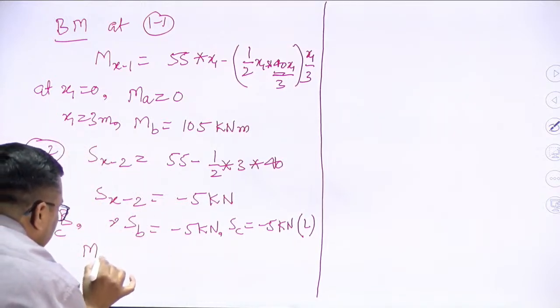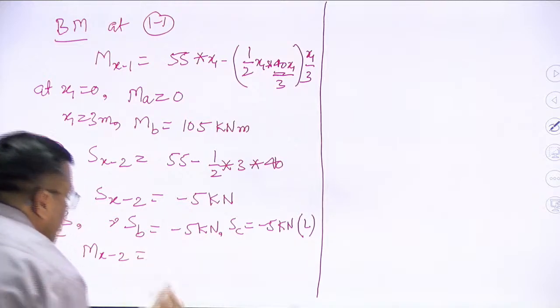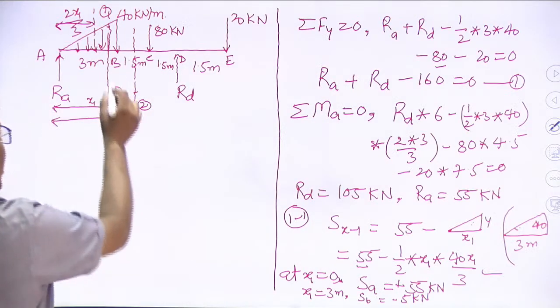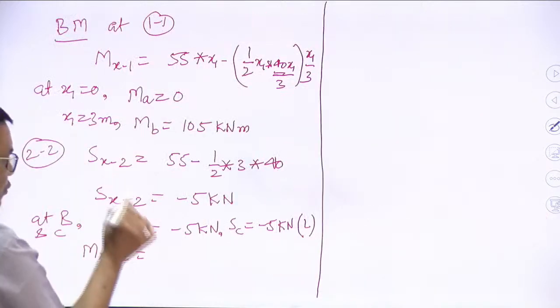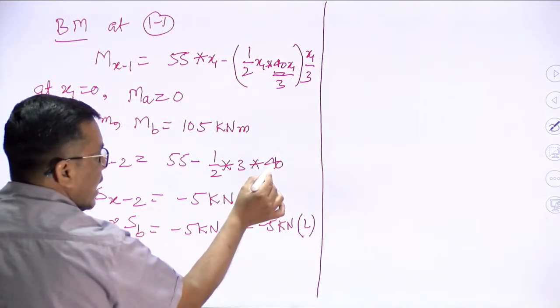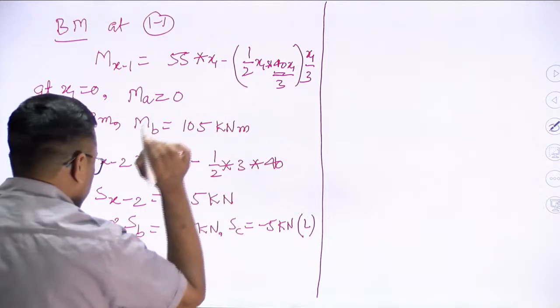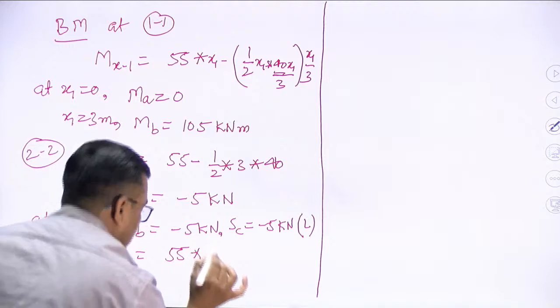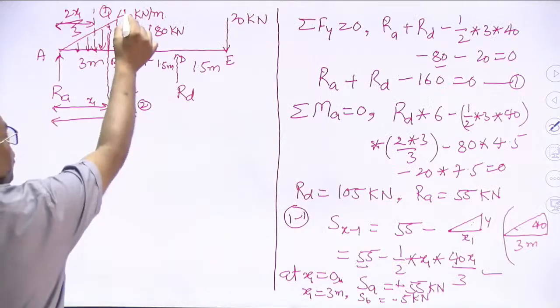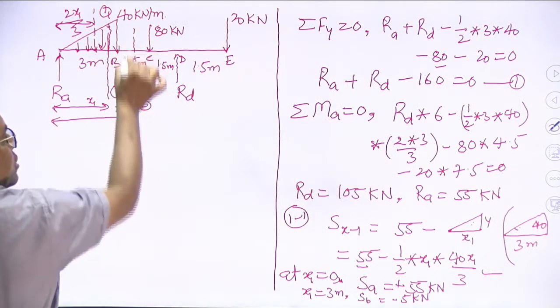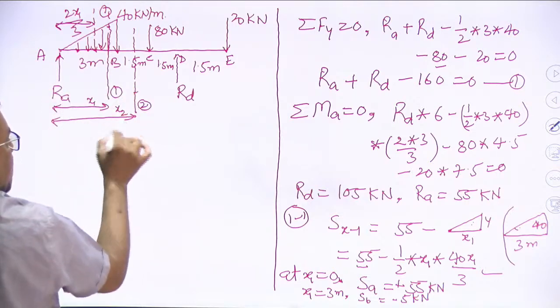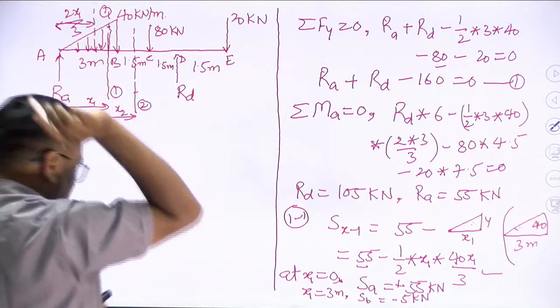Bending moment equation: the algebraic sum of all the moments acting on either side of the section plane. How many loads are there? There are two loads, 55 and minus half into 3 into 40, which is the UBL. Which section are we talking about? We are talking about the section plane 2. So 55, how far is it? It is at x2 distance and the tendency of rotation is clockwise.